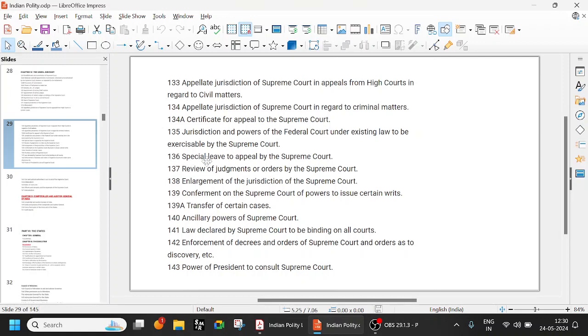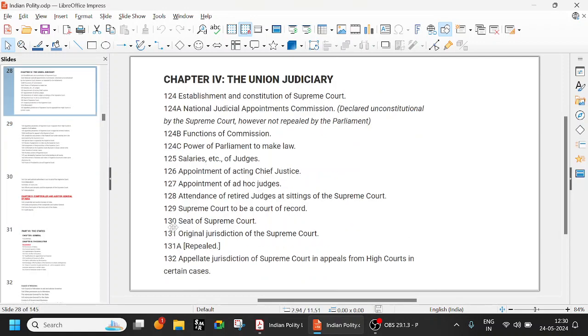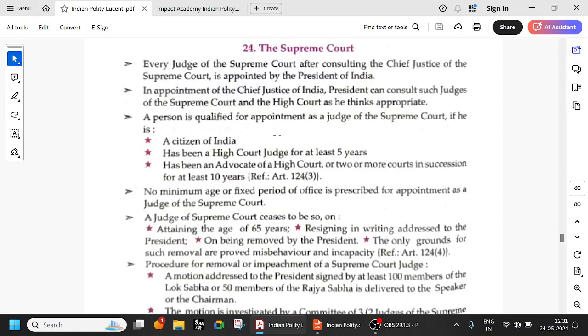136 special leave, 131 original jurisdiction, and 132 is appellate jurisdiction. That means if a particular High Court gives any order, even then you can go to the Supreme Court as an appeal. All these are very, very important. 124 is the establishment of the Supreme Court. So try to remember all these articles. So in a point, all these things we have seen.